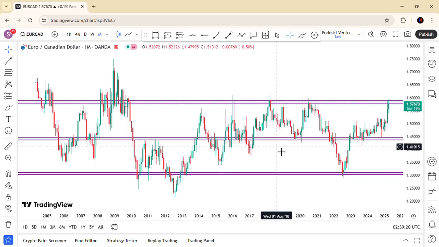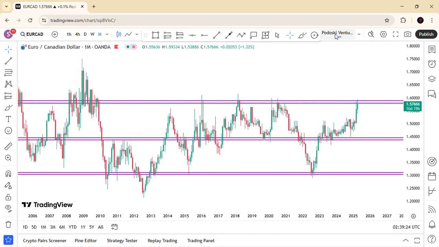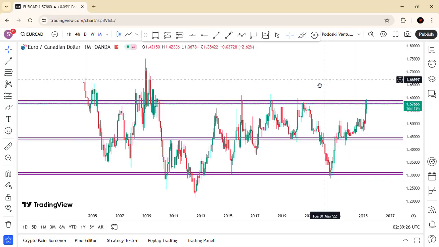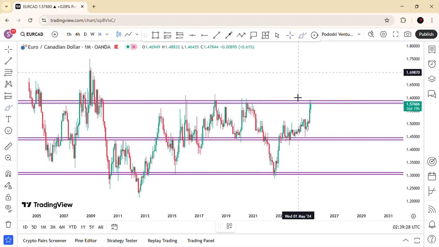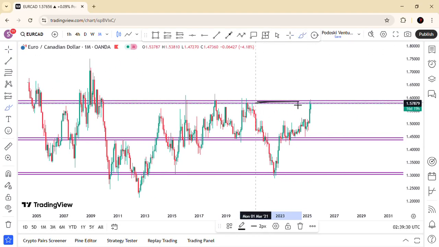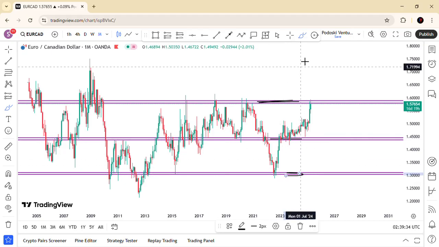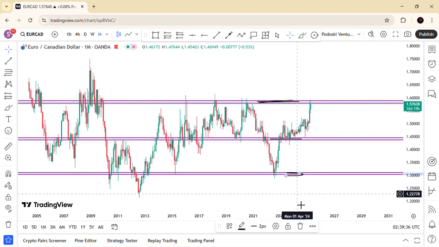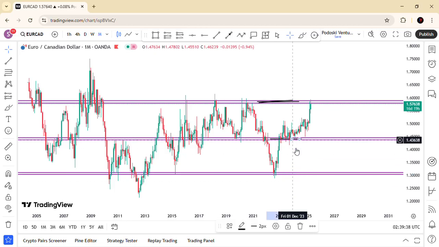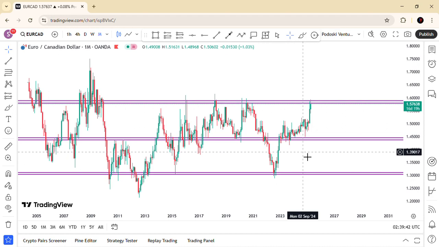On EUR/CAD, I have my monthly upper zone, my monthly midway zone, and my monthly lower zone. And on EUR/CAD, we are seeing a bullish market.